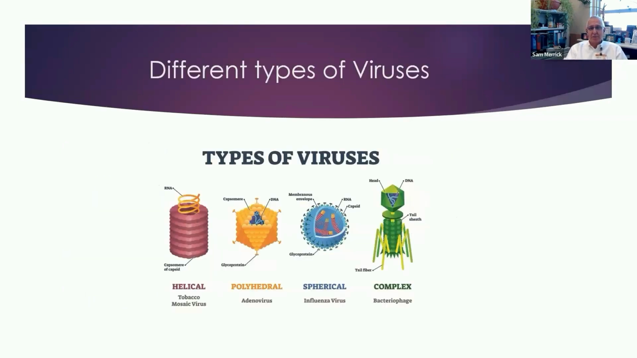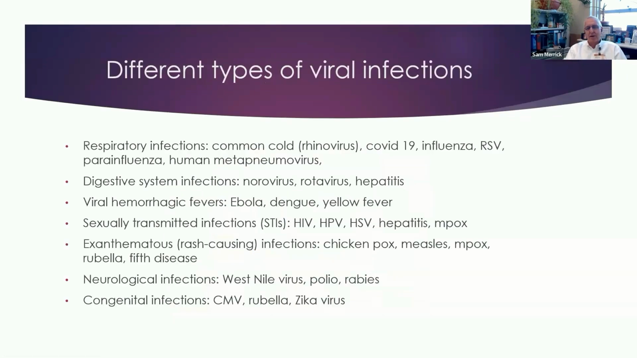So here's a few examples. You can see that's an influenza virus. This is an adenovirus that causes a lot of common colds and other kinds of viruses. So all different kinds of shapes and sizes. And there can be many different types of viral infections, not just respiratory infections, obviously, but those are the ones that probably are the most common.